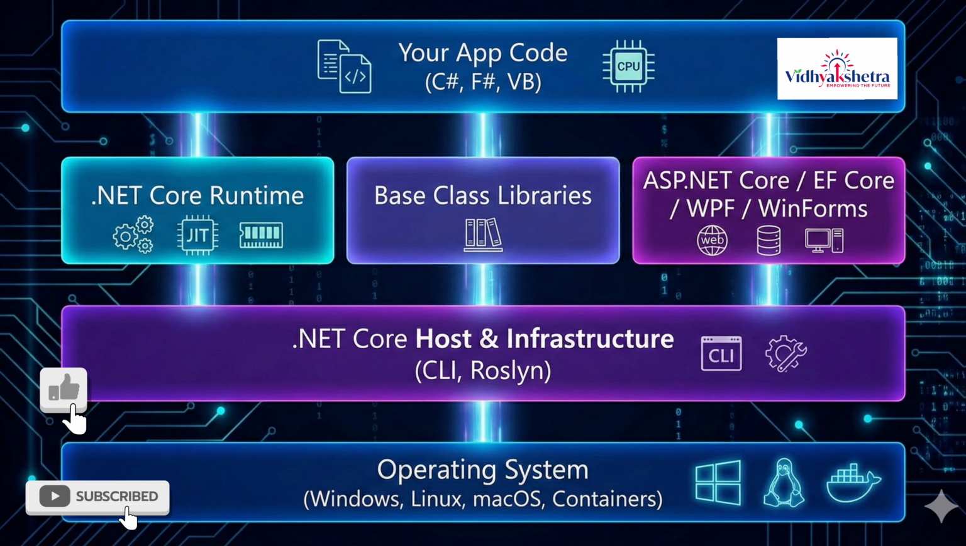Application frameworks: ASP.NET Core, EF Core, WPF, WinForms. This layer defines application type and behavior. ASP.NET Core, Web Apps, APIs, Microservices. EF Core, simplified database access using ORM. WPF, WinForms, desktop applications. Importance: helps developers focus on business logic instead of infrastructure.